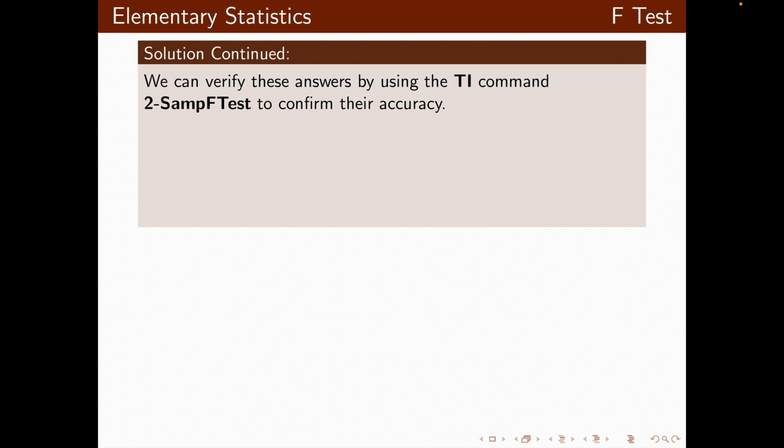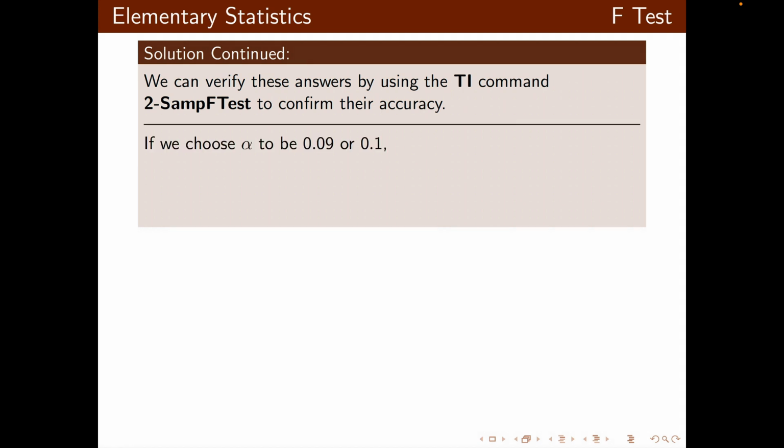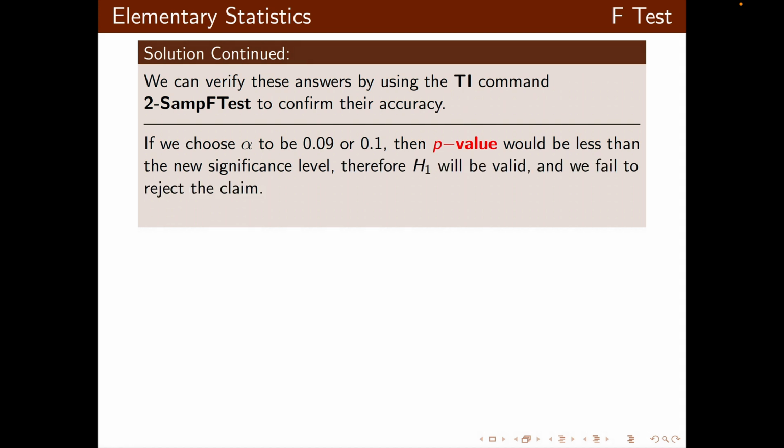We can verify these answers by using the TI command 2-SampFTest to confirm their accuracy. If we choose alpha to be 0.09 or 0.1, then p-value will be less than the new significance level. Therefore, H1 would be valid and we fail to reject the claim.